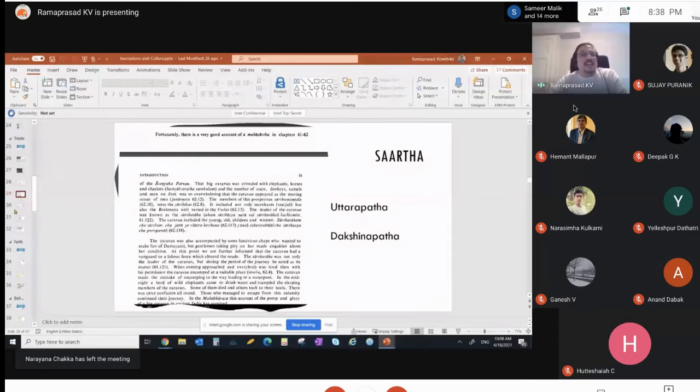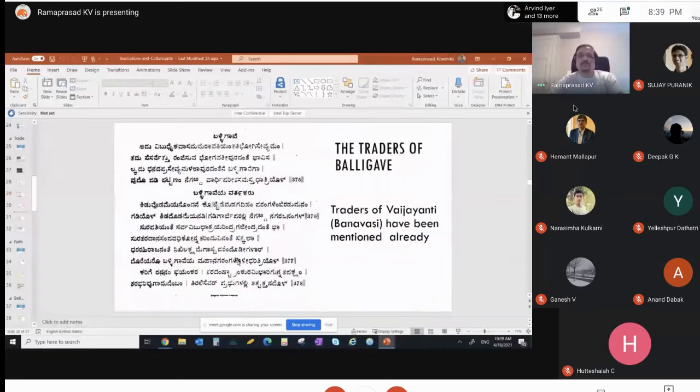If you haven't read it, I highly recommend the novel called Sartha by S.L. Bhairappa, originally in Kannada and also available in most of the Indian languages. It talks about a story that might have happened in the 8th century. Highly recommended. It's also available in English, Hindi, Marathi, you name it. Similar to the traders of Vaijayanti, here is another inscription, a Kannada inscription, which talks about traders from a place called Baligave, a very important place in medieval times. It has many temples and so on.